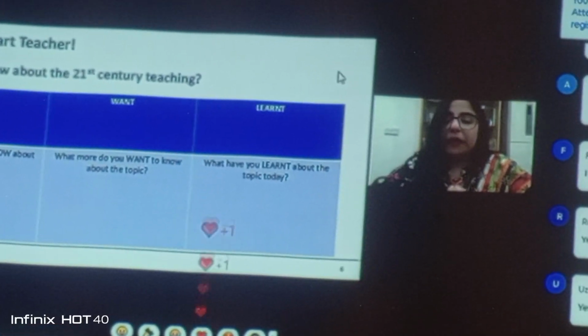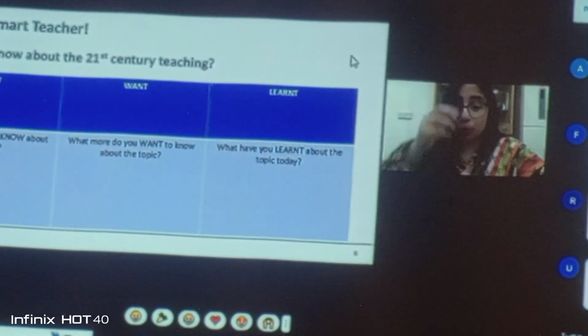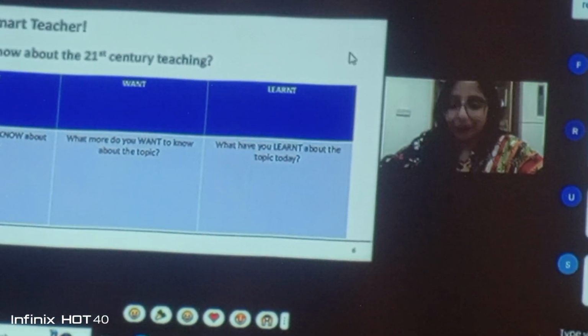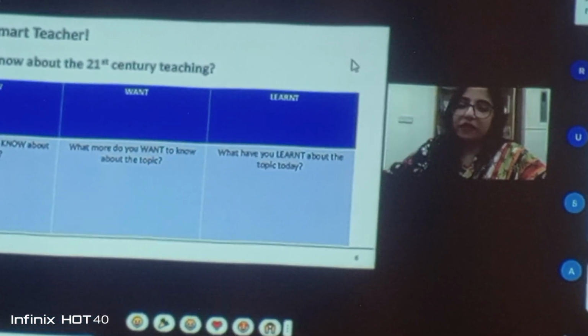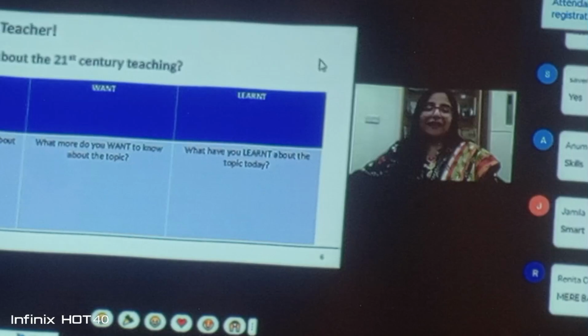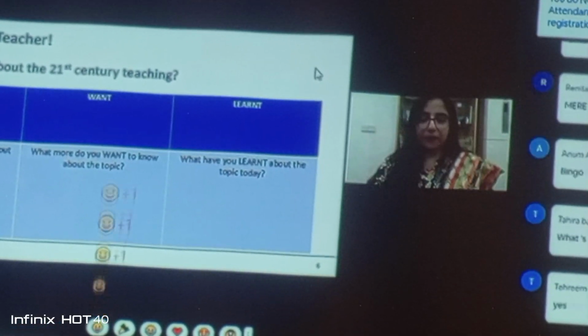Okay, so here I am going to paste a link in the chat box for everybody here. What you people are going to do is, you have to click that link. This link belongs to a Padlet activity that we are going to do together today. As soon as you press the link, I am already on my Padlet.